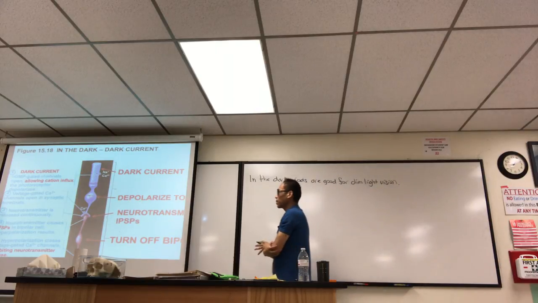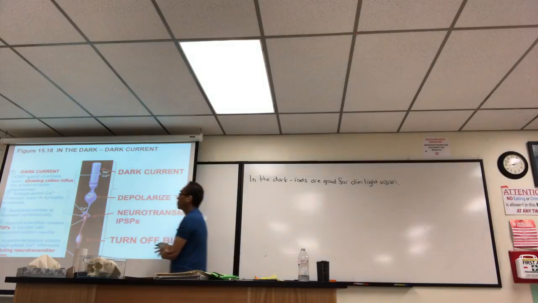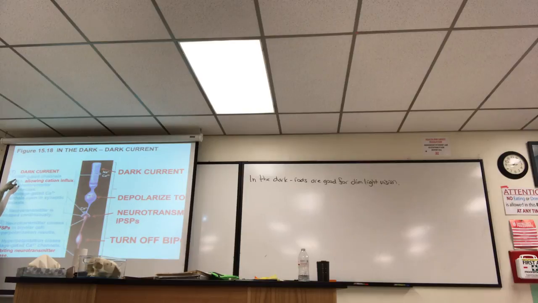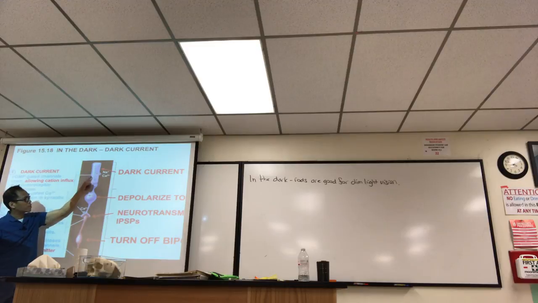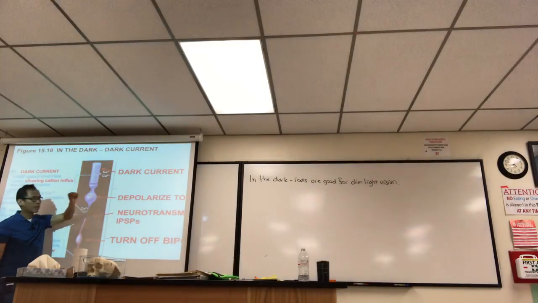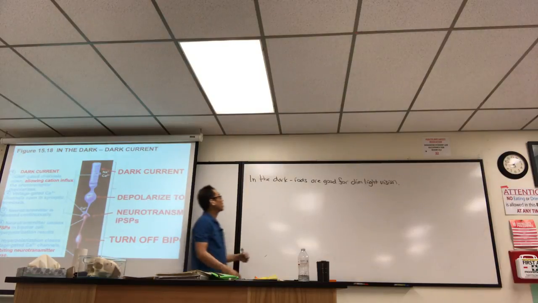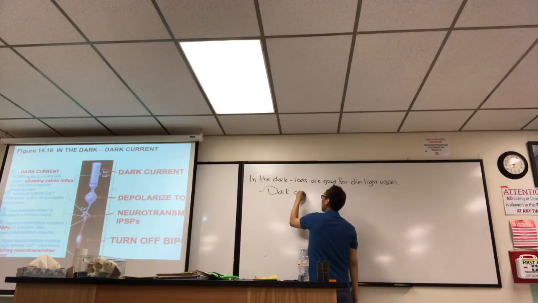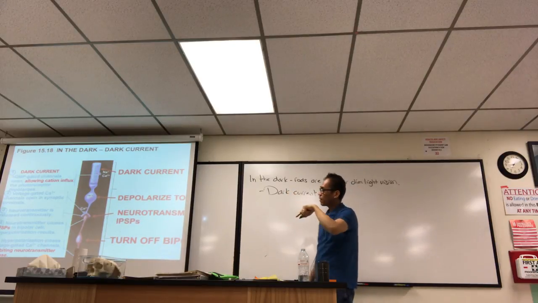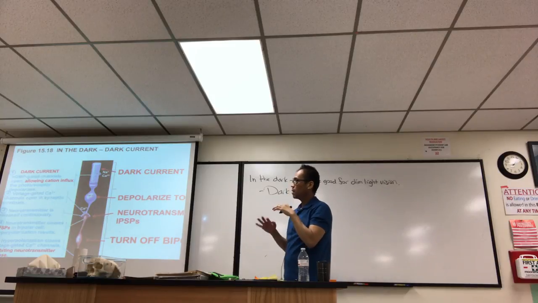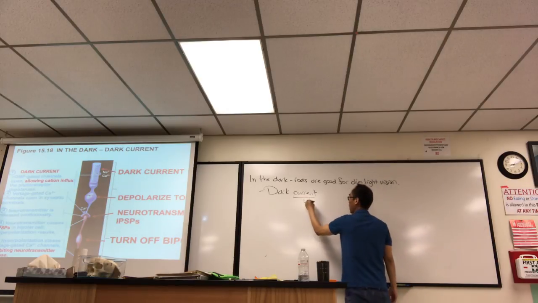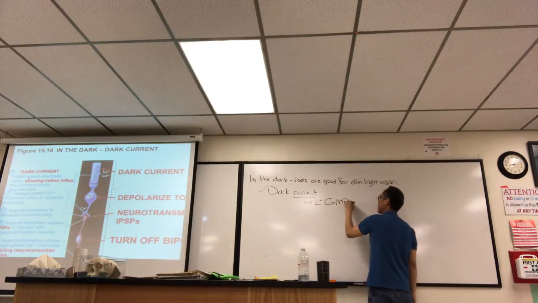There's some light in the room, just enough to trigger these cells to turn on. What happens is there's these cyclic GMP gated channels that open that allow this dark current. It's a current that's on when you're in the dark. Okay, it's kind of counterintuitive. No dark current. Note the channel that opens. Cyclic GMP gated channels open, they allow cation influx. So it's a current created by cyclic GMP channels.